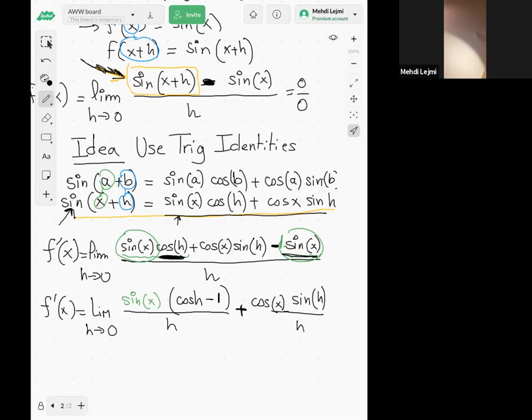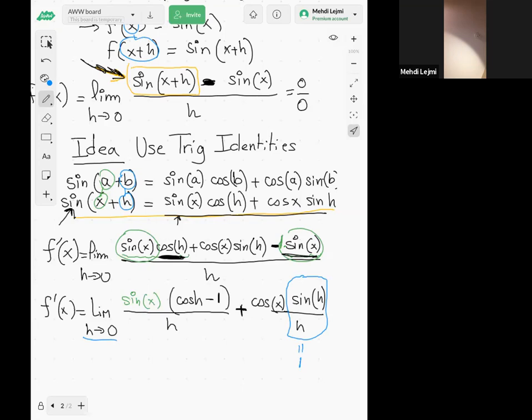So do you see, guys, any limit that we know here? For example, you see there's this sine of h over h. It's like sine of x over x as x goes to 0. Here it's the same, h is going to 0, and we have sine of h over h. So this should be equal to 1, right?